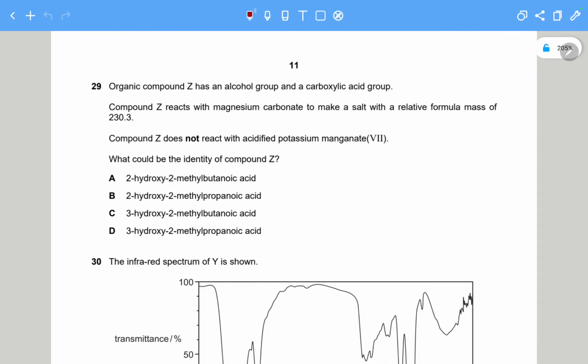Question 29. Organic compound Z has an alcohol group and a carboxylic acid group. Compound Z reacts with magnesium carbonate to make a salt with a relative formula mass of 230.3.